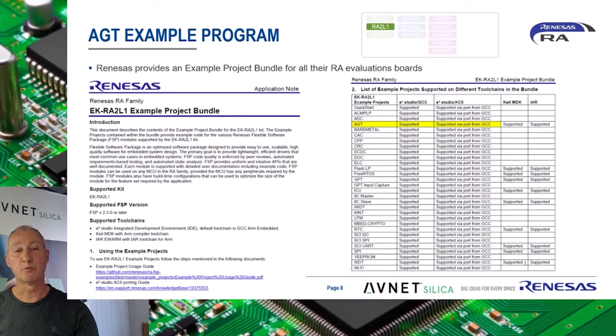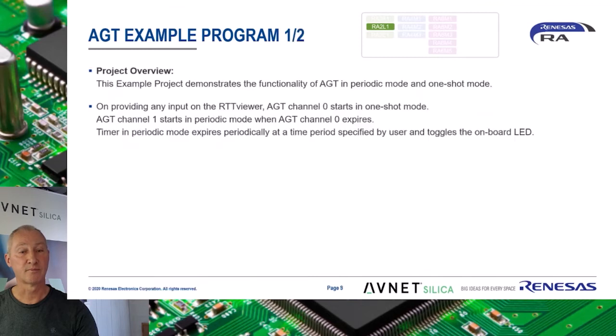Renesas provides an example project bundle for all their RA evaluation boards. These demonstrate most, if not all, of the peripherals on the device. The AGT example project for the EK RA2L1 evaluation board is initiated with a software input, which in this case is a random key press in the RTT debug console. This starts channel 0 of the AGT in one-shot mode. Once channel 0 expires, channel 1 starts in a periodic mode and toggles a LED. Channel 1 expires once the user-specified timer period expires.